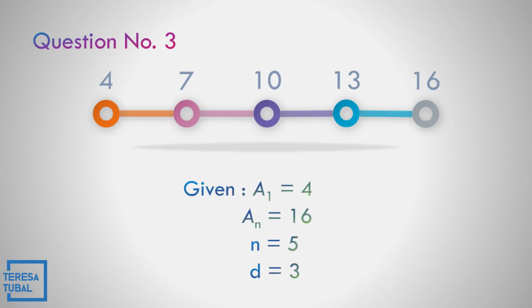These are the given. The first term is 4, the last term is 16. The number of terms is equal to 5 because 1, 2, 3, 4, 5. The common difference is equal to 3 because 7 minus 4, that is equal to 3. Or you may use the fifth term minus the fourth term. So 16 minus 13, the answer is also equal to 3.